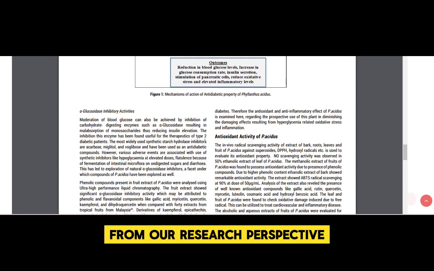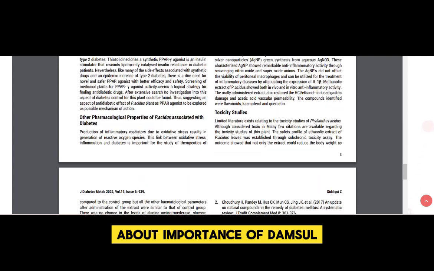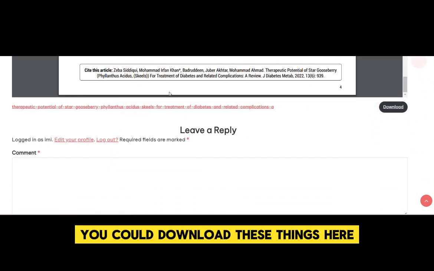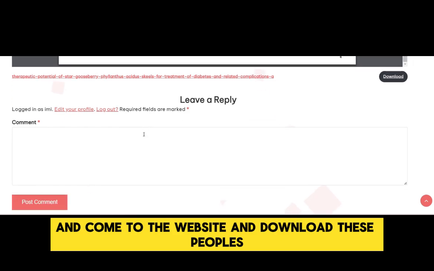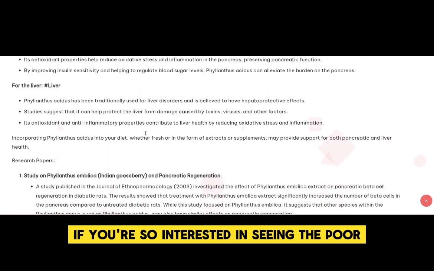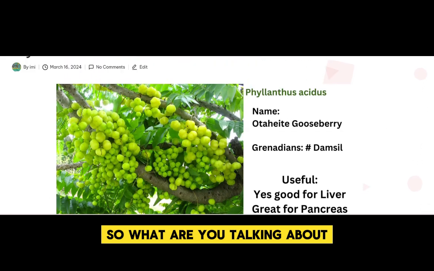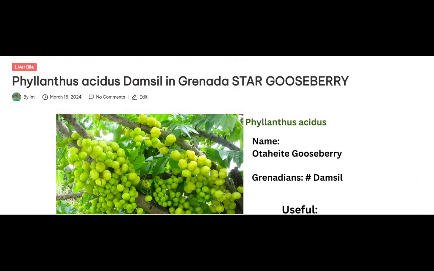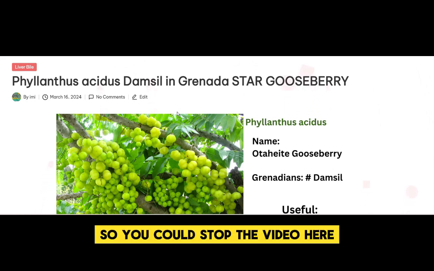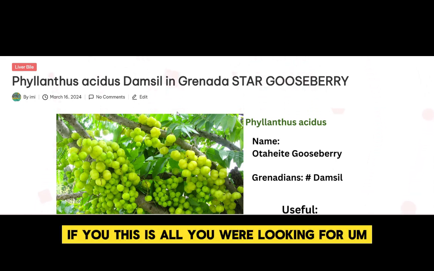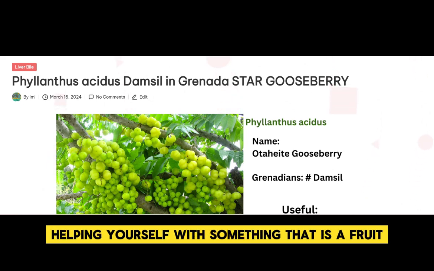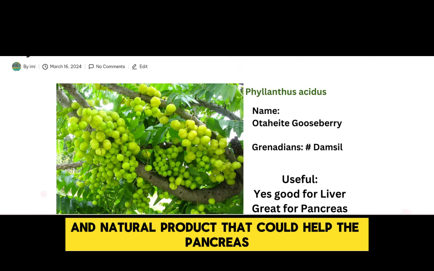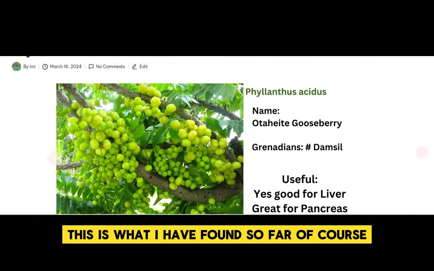So we have some support here from a research perspective about the importance of damsel, which is what we call damsel in the Caribbean. You could come to the website and download these papers if you're so interested in seeing the power. So what we're talking about is this for the diabetic. Now I'm going to do the theory, so you could stop the video here if this is all you were looking for, helping yourself with something that is a fruit, a vegetable, a natural product that could help the pancreas. This is what I have found so far.